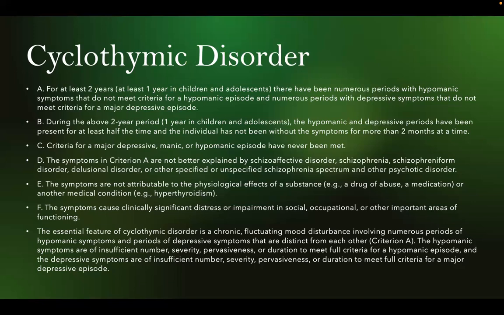Criteria B for cyclothymic is that during that 2-year period, the hypomanic and depressive periods have been present for at least half of the time, and the individual has not been without symptoms for more than 2 months at a time. So over that 2-year period, they have not been symptom-free for more than 2 months, and for at least a year of that 2-year time, or at least 6 months of that 1-year time for children and adolescents, they have been experiencing symptoms of hypomania, or symptoms that don't quite meet criteria for hypomania and major depressive disorder, but they've been hypomanic and depressive in nature. So again, highs and lows.